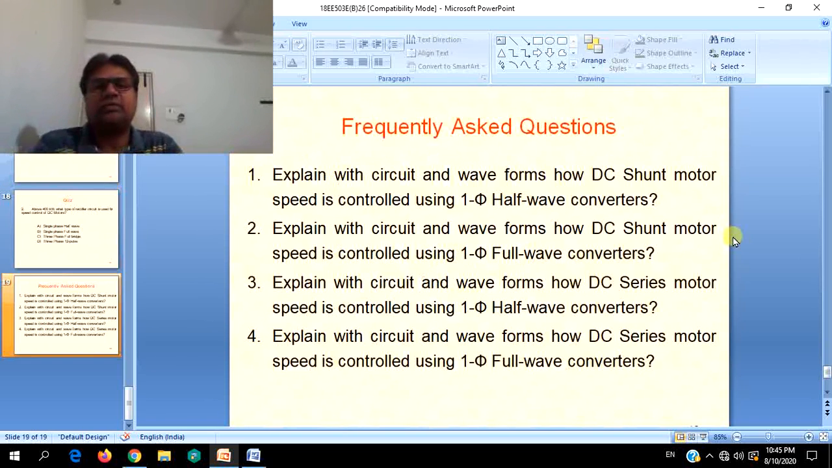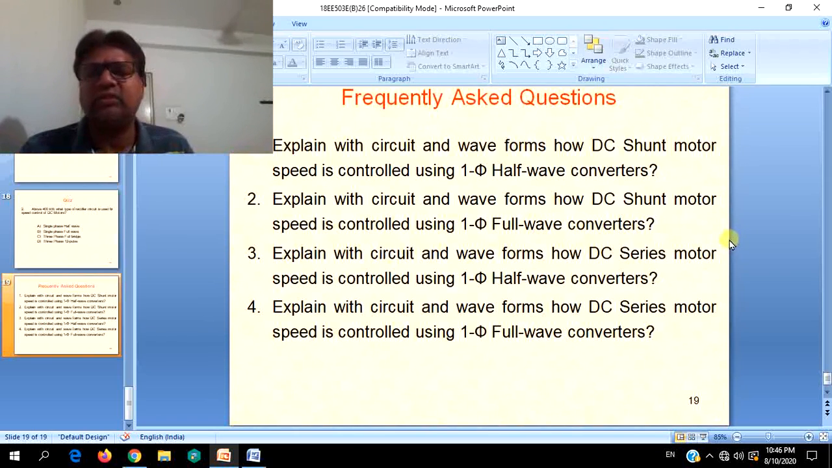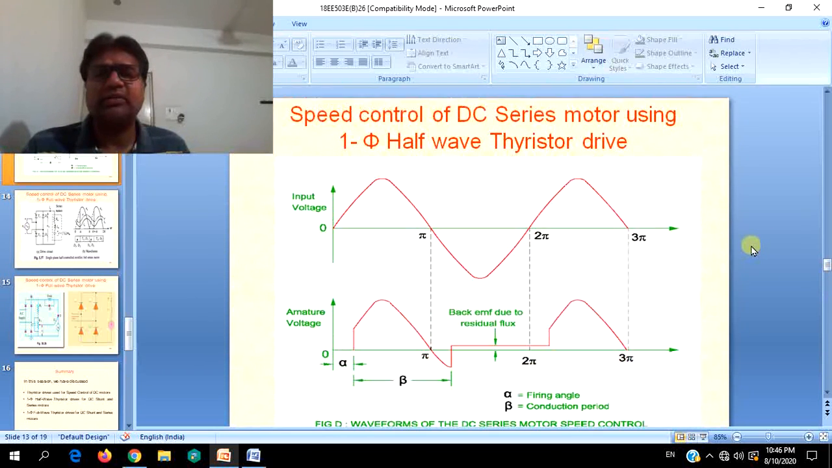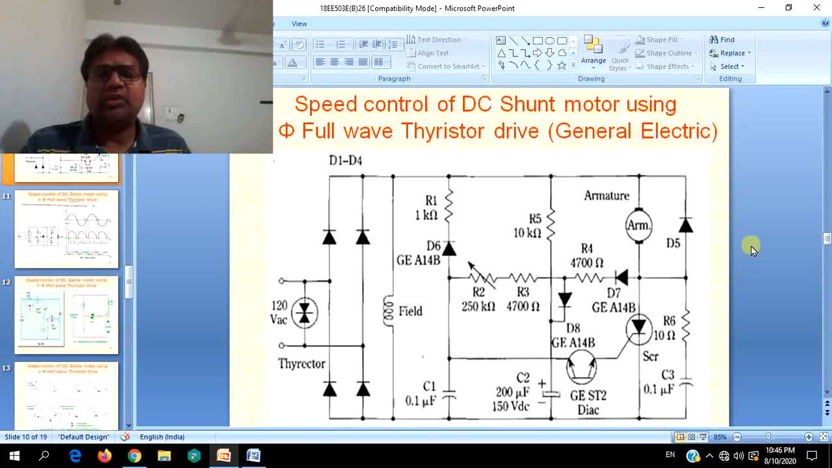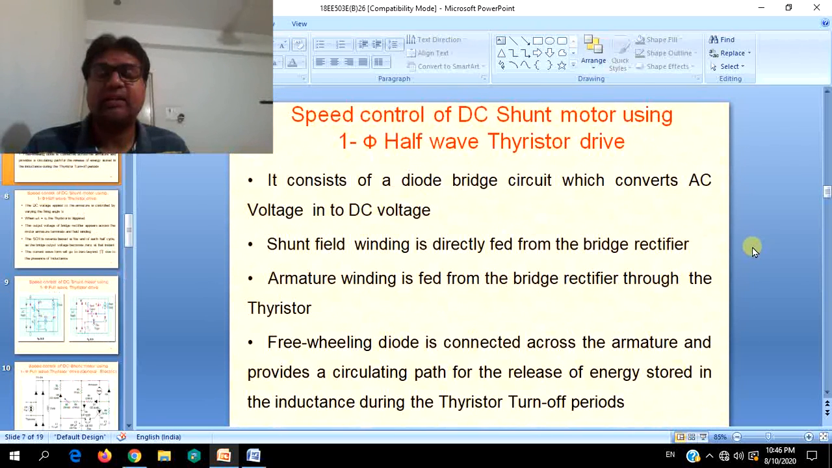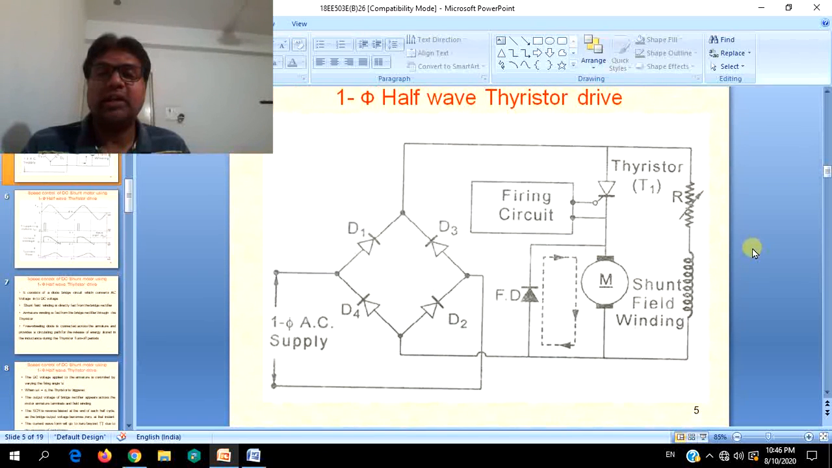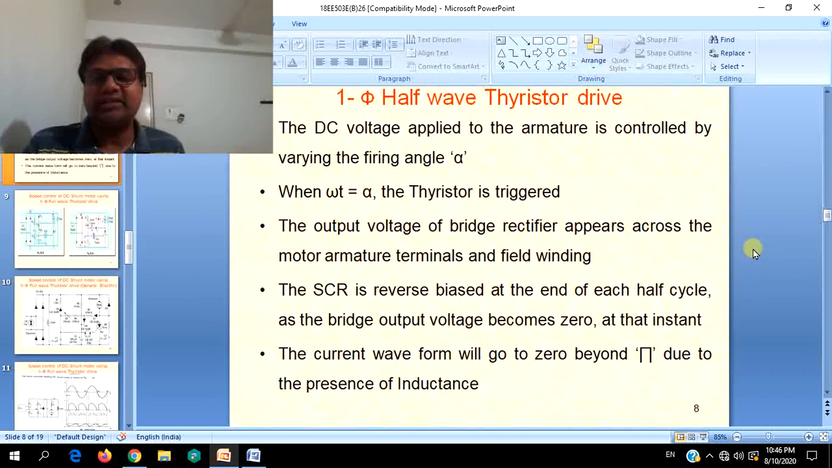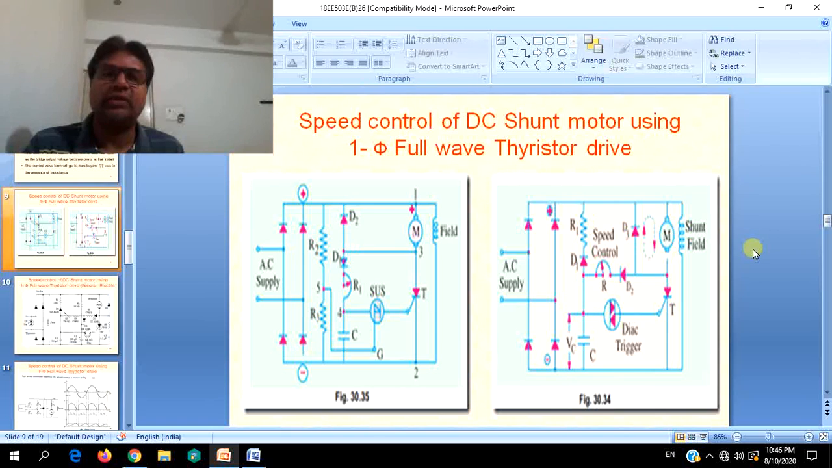So that is enough for today's session. Frequently asked questions, whatever we have discussed: elaborately explain the circuit and waveforms for the speed control of shunt motor, single phase half wave, single phase full wave, and the same things for DC series motor, single phase half wave and single phase full wave converters. That is the main aspect of speed control of DC shunt motor and series motors by applying single phase rectifiers where the available source of supply is single phase AC. That is why we are in discussion.